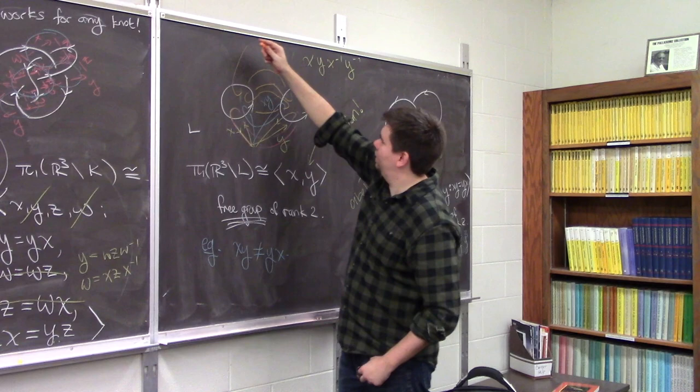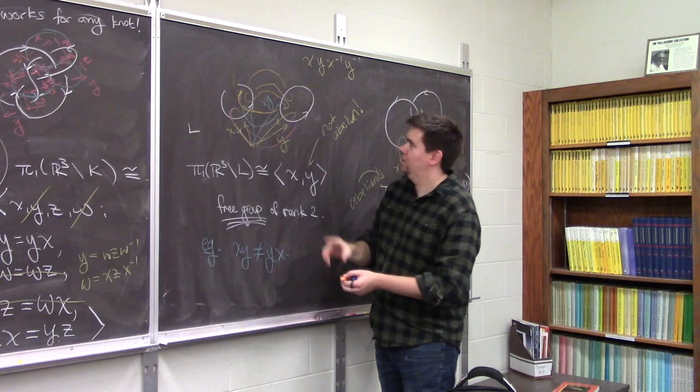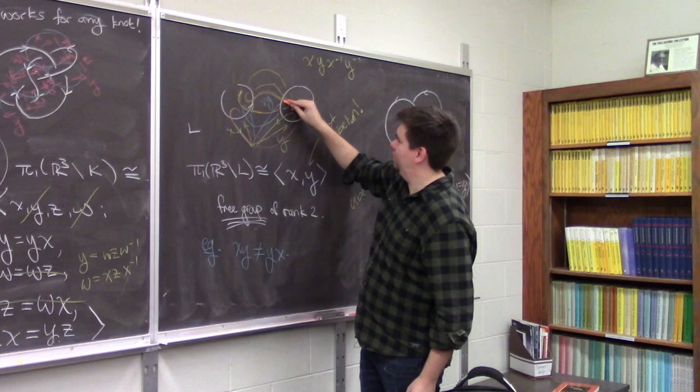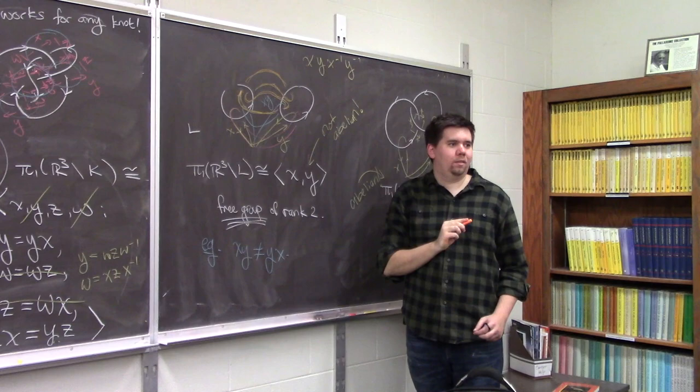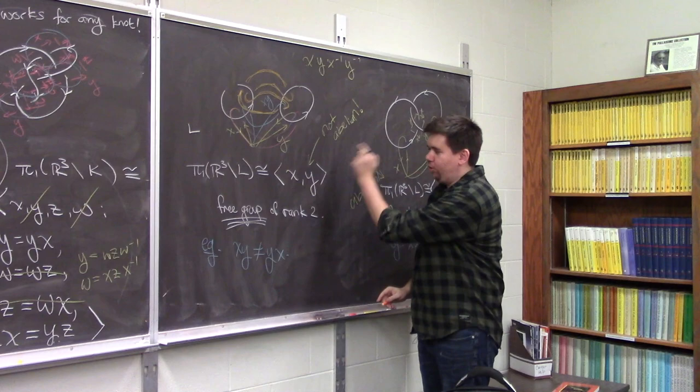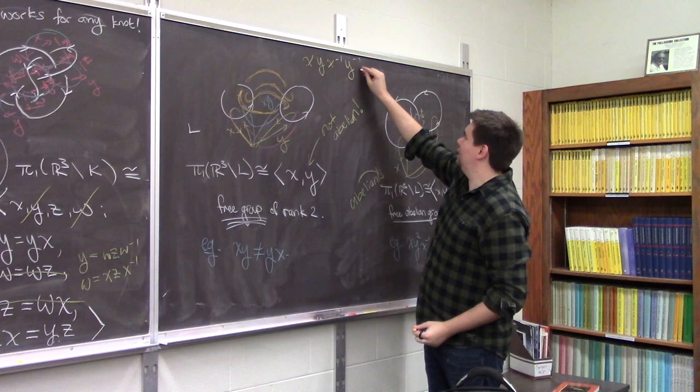So I guess I can attach it right here. You see that strand right there? So this is the word. This little strand right here represents the word x y x inverse y inverse. Tracking with me? Okay. Since it's free and it's not abelian, x and y do not commute. So this is not equivalent to the trivial word.